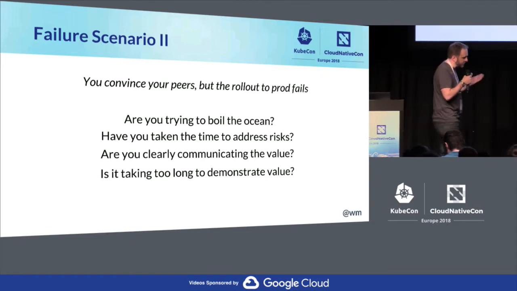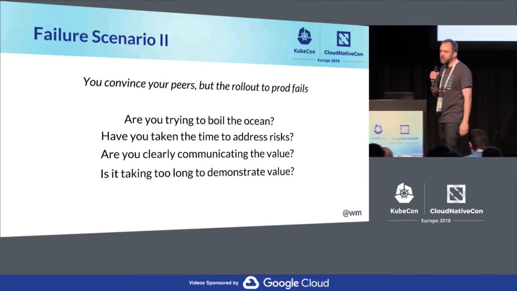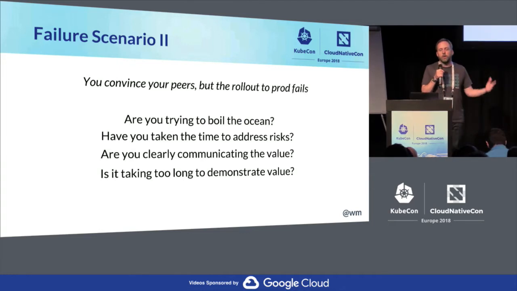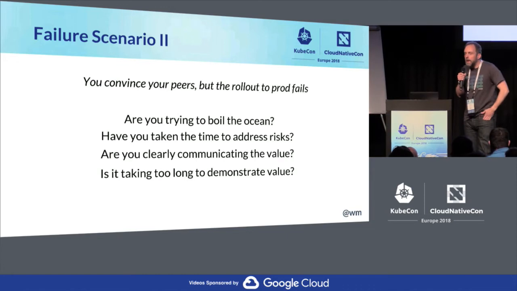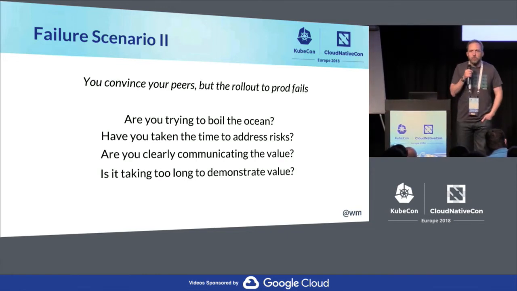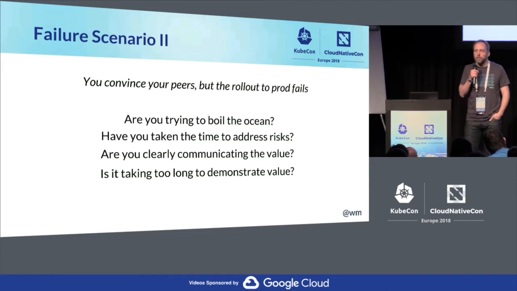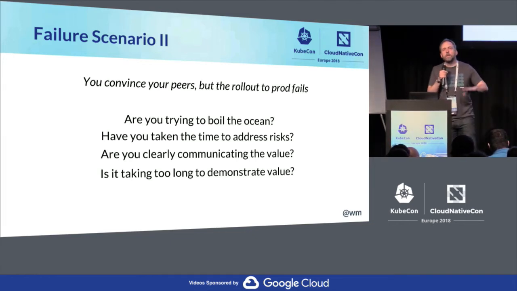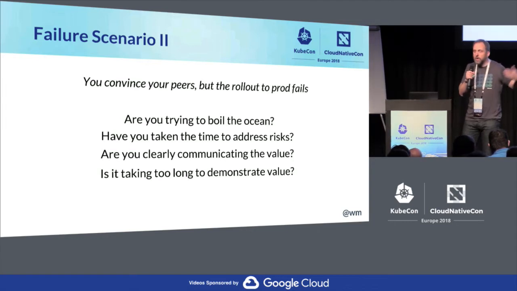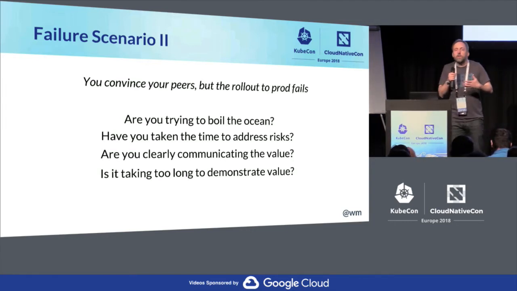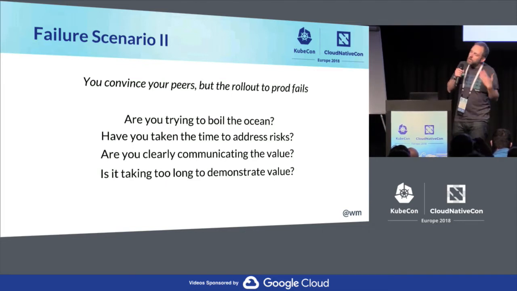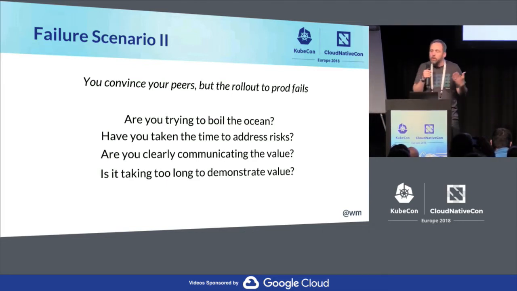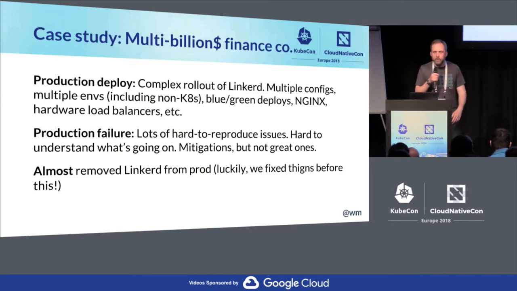Okay, so that was failure scenario 1: you have to convince your peers. Now scenario 2. You convinced your peers, following my handy 4-step guide, but the rollout to production fails. We've seen this, and often it's because you're trying to take on too much. You're trying to boil the ocean. You haven't addressed the risks, or you haven't communicated the value, or you've taken too long to communicate the value. If it takes 12 months to do this, well, by the time month 4 rolls around, people might start wondering what's going on.